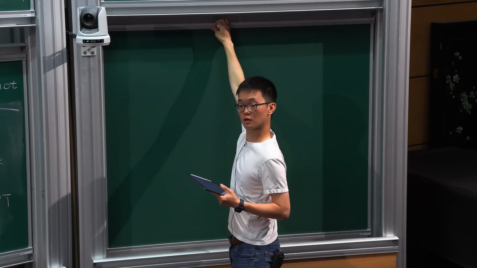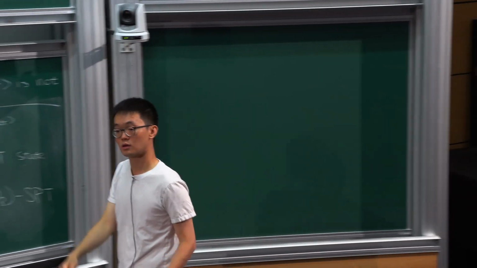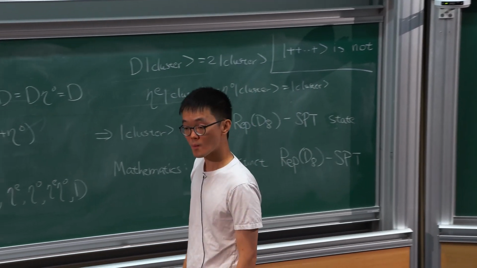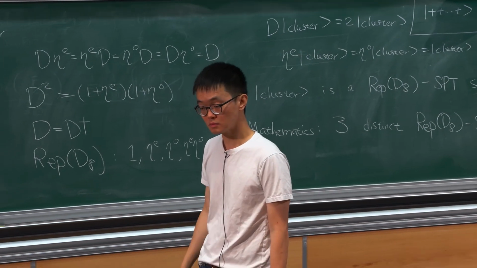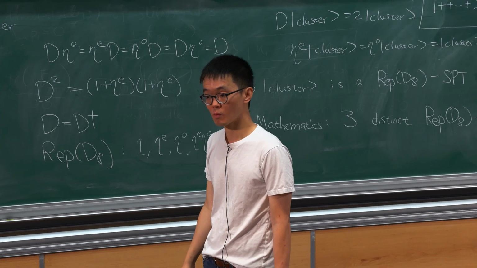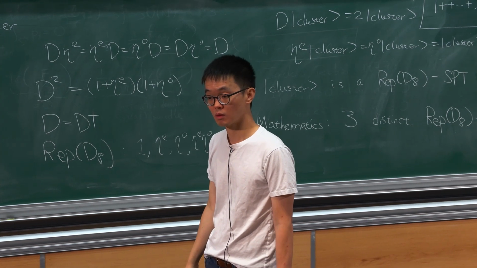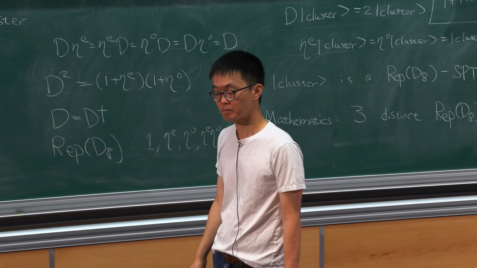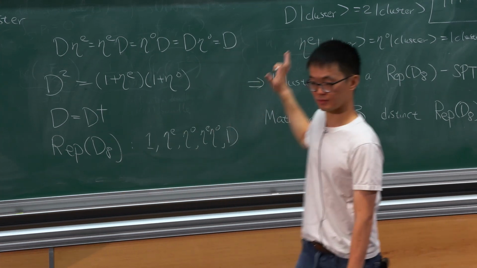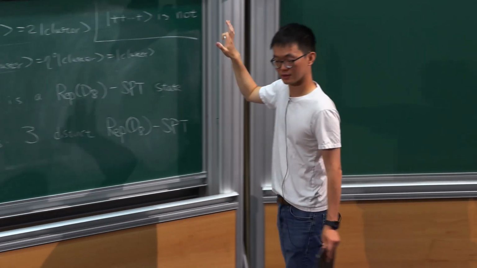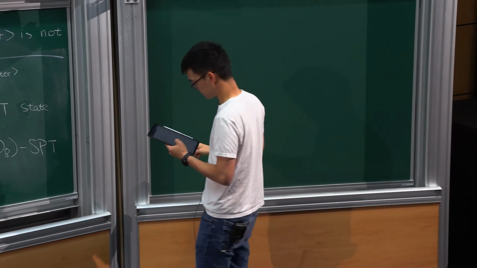Yes? Last time you described the G2 cross G2 SPTs in terms of the discrete version of H2 of G2 cross G2 comma U1, but will there be a similar classification for this non-invertible case? That's what I'm going to talk about now. Yeah, so I'll get to that. Yes.